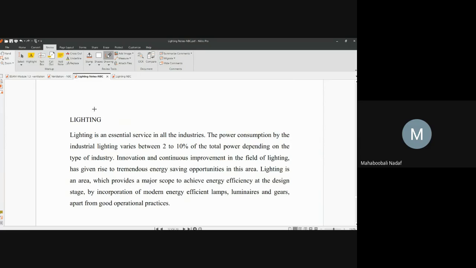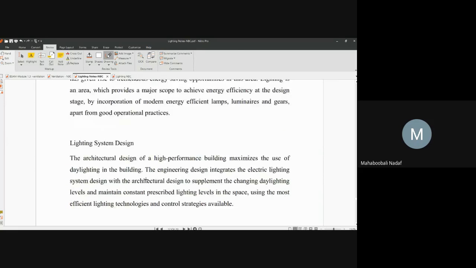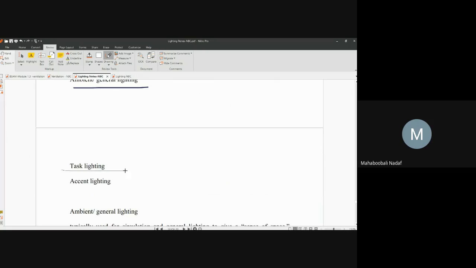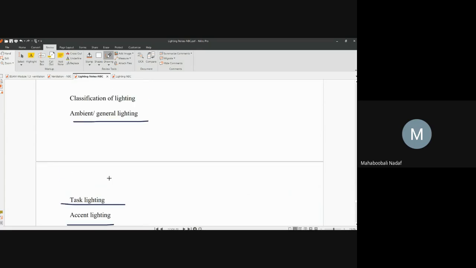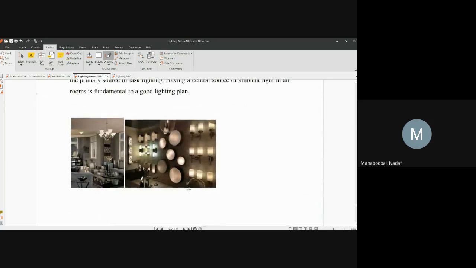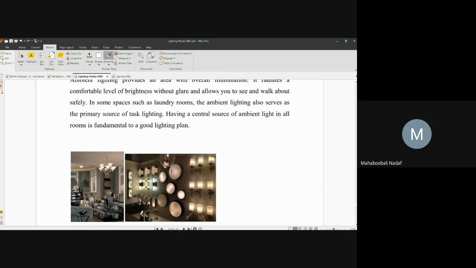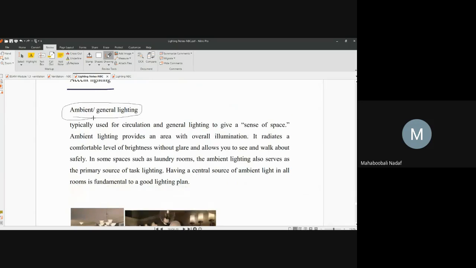Now, the common types of lighting wherever you require: we have seen ambient or general, task, and accent. Three types are there. Ambient means you want to light the whole space of the room. Let us say you are in a hall. That type of lighting we call ambient or general lighting. It gives a sense of space and overall illumination. Here safety is the main concern.